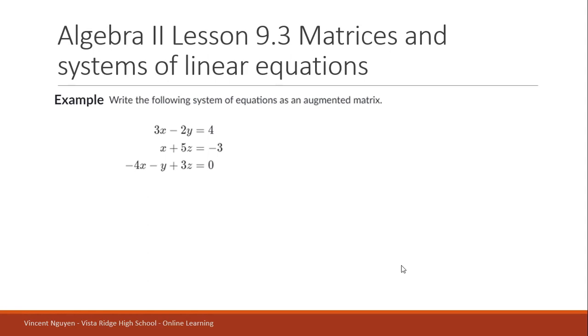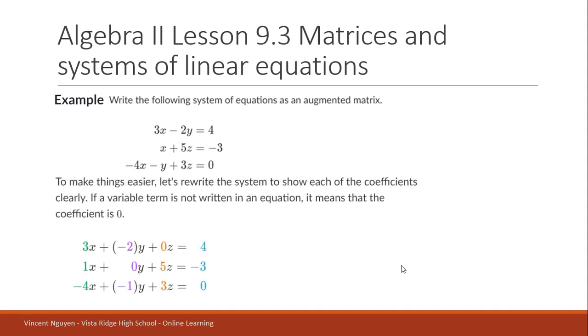With apparently three unknowns, because we have x, we have y, and then we have z. The first equation, we have x and y, but no z. The second equation, we have no y. And then the third equation, we have all of them, right? We have x, y, and z. So how do we write this in an augmented matrix?